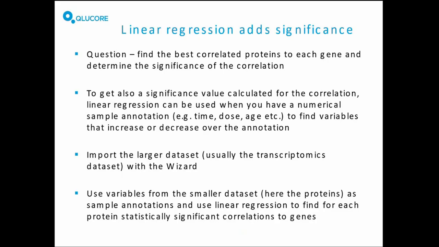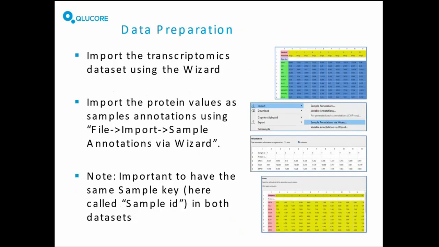We will start by importing the larger dataset only, typically the transcriptomics dataset, using the wizard, and then we use variables from the smaller dataset, here the protein data, as sample annotation, and then use linear regression to find each protein statistically significant correlating to genes.